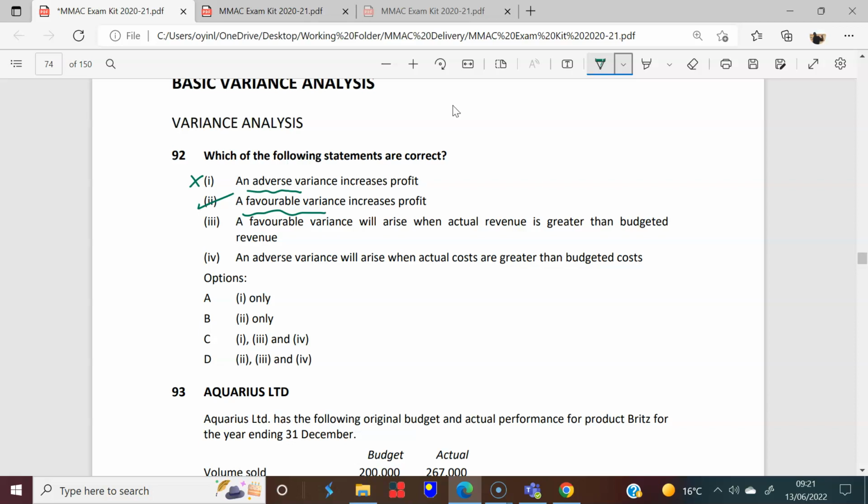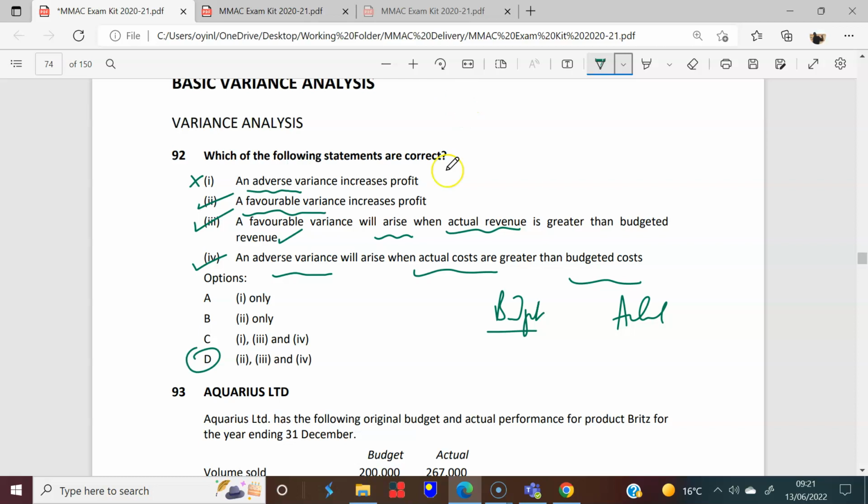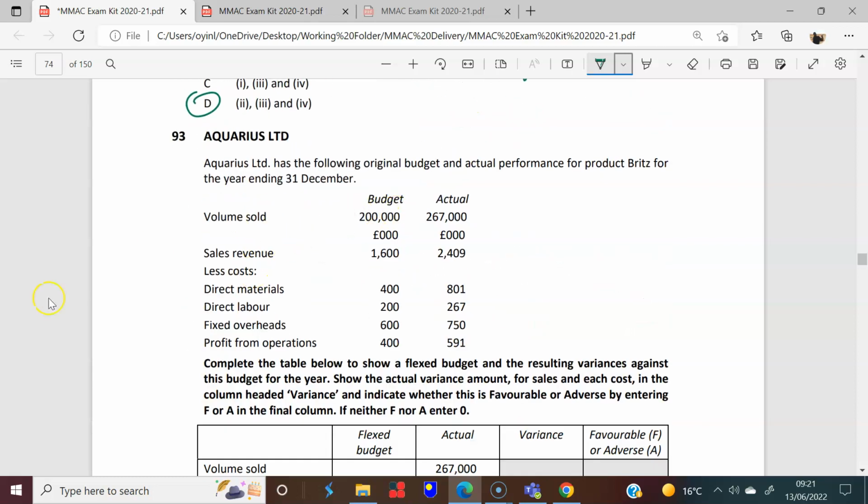It could also relate to revenue, where a favorable variance will arise because actual revenue is greater than budgeted revenue. So this is also very true. And finally, an adverse variance will arise when actual costs are greater than budgeted costs. Yes, because we have the budgeted and then we have the actual, and if the costs are greater, things aren't good, and that's adverse. So definitely 2, 3, and 4 are all correct.